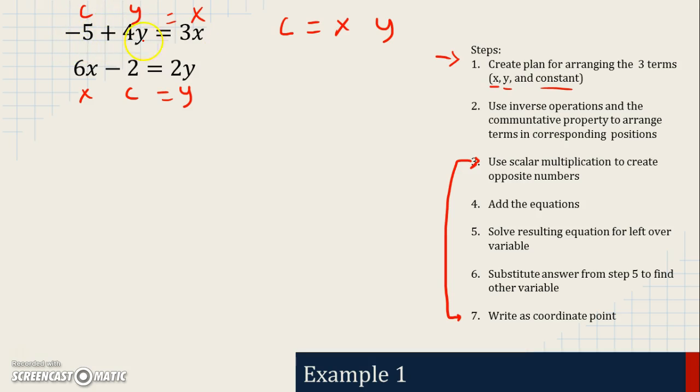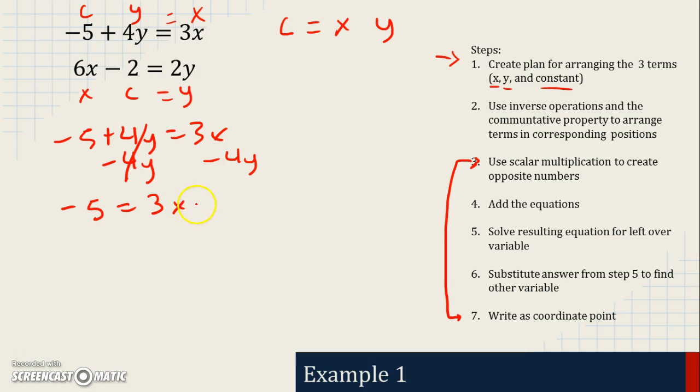So here we have our first equation, negative 5 plus 4y equals 3x. Constant's okay. We need to eliminate the y term on the left side so we can get it on the right. So we're going to use inverse operations. Minus 4y minus 4y. And our new equation is negative 5, these have been eliminated, 3x minus 4y. Now we've got constant, x, y, so we're good here. Now let's make sure we arrange this one correctly.